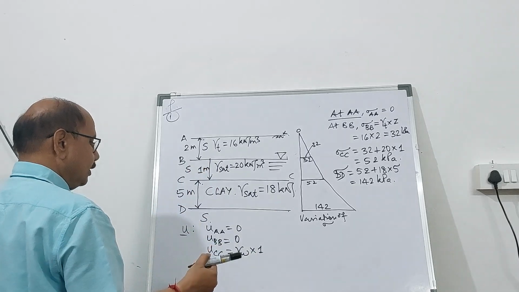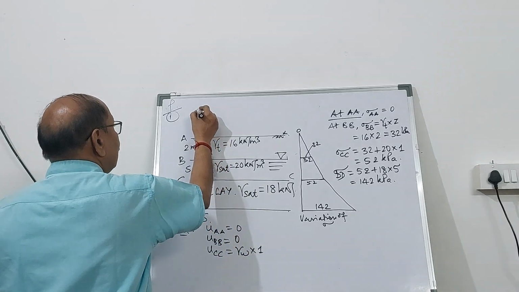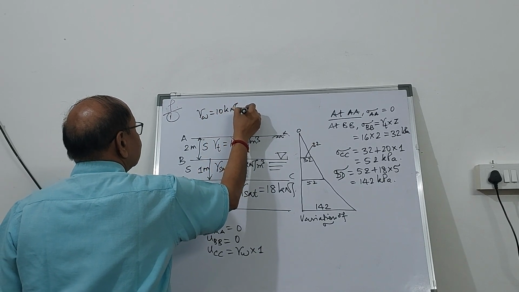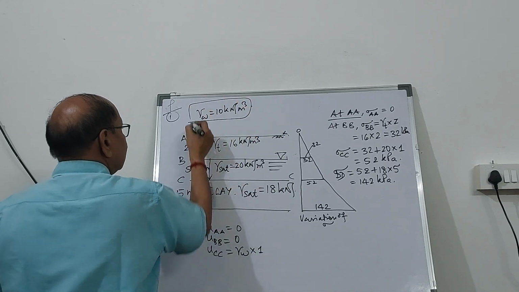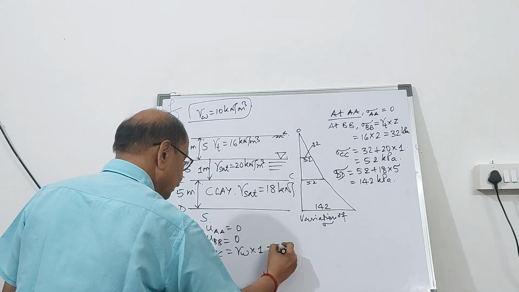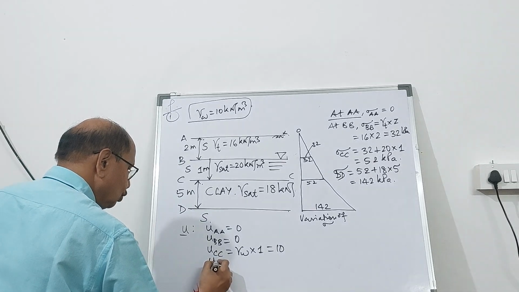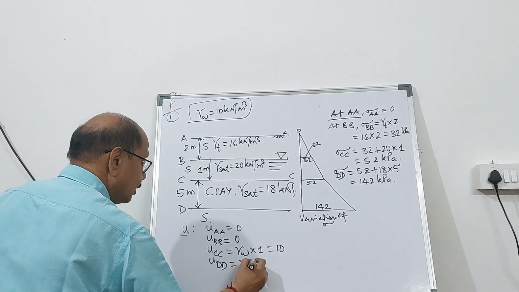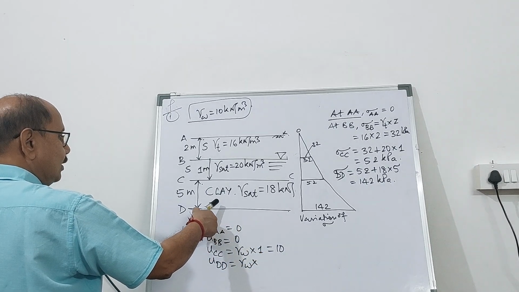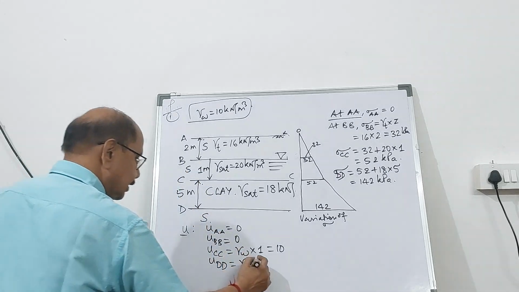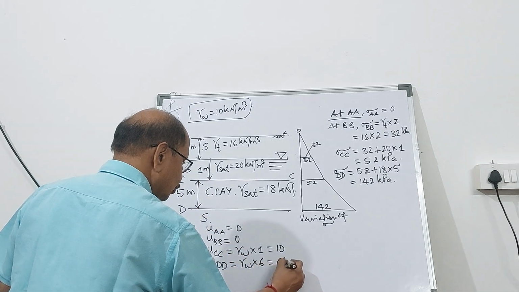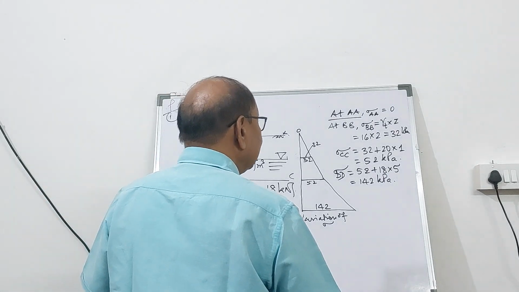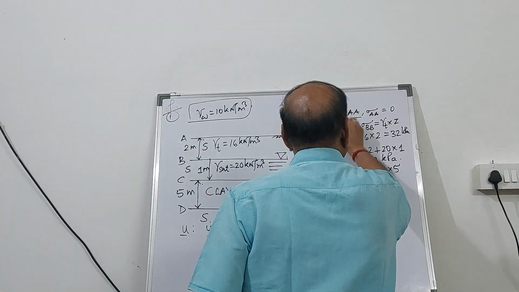So let's say the unit weight of water here is given to you as 10 kilonewton per cubic meter. This is the unit weight of water, so it becomes 10. And U at DD will be unit weight of water multiplied by the column of water. It is going to be 5 plus 1, that is 6 meter column of water. So it becomes 60. Therefore, you can plot the variation of pore water pressure.